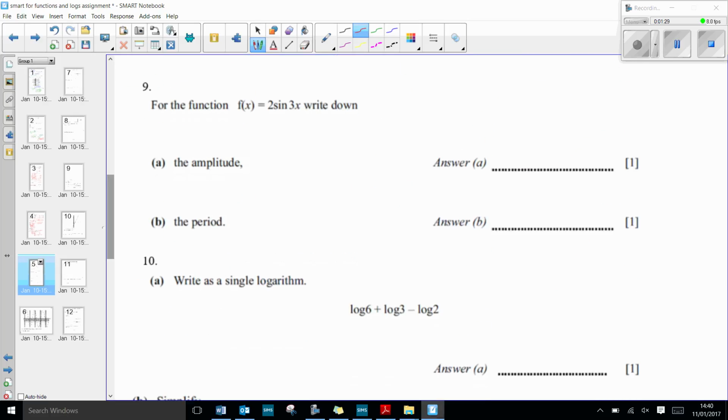Alright, for the function 2 sine 3x, write down the amplitude. The amplitude is always given by the number in front here, it's 2. This 3 affects the period, but it doesn't give you the period. The period for a sine curve is usually 360, but whatever the value is here, we would then divide the 360 by that number, which gives us 120.